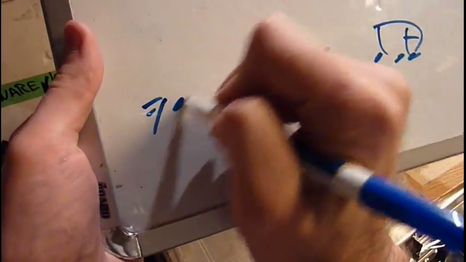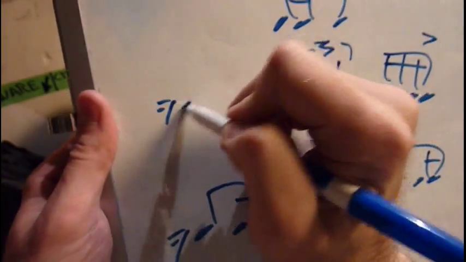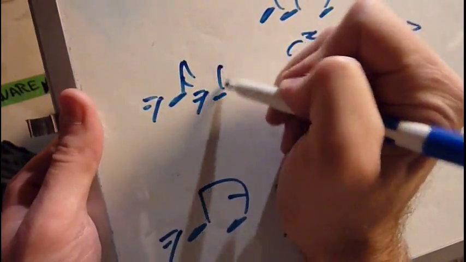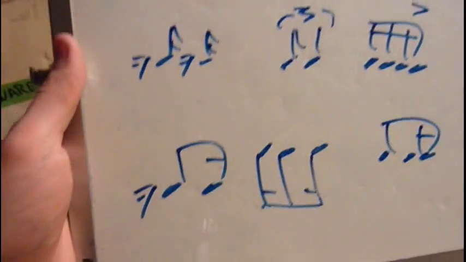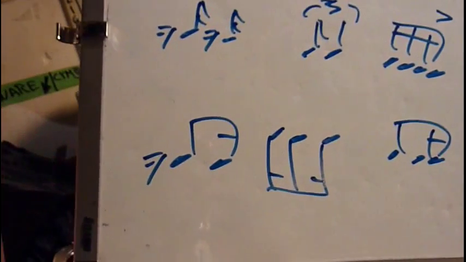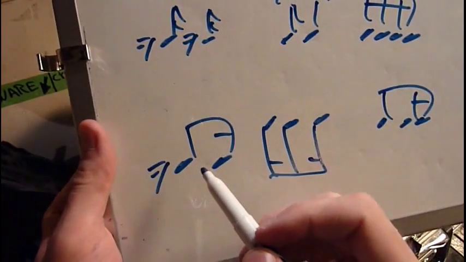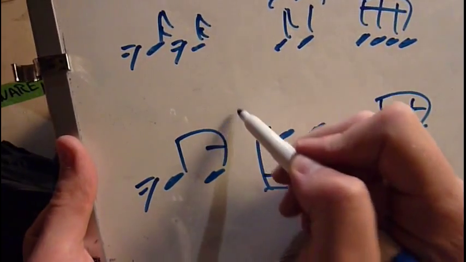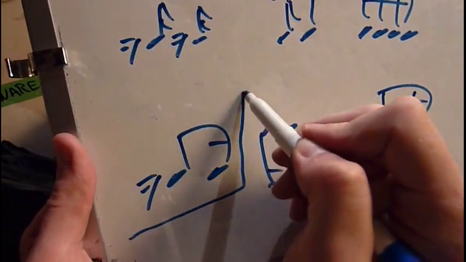Well, you do 16th rest, then the note, then an eighth, then a 16th. Or you can do it 16th rest, the note, 16th rest, and another note like that, except it takes a lot more time. Yeah, so there you go. Don't get too caught up on why some things are written differently than other things.